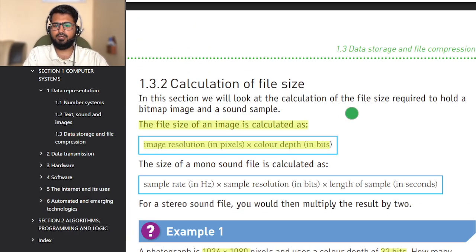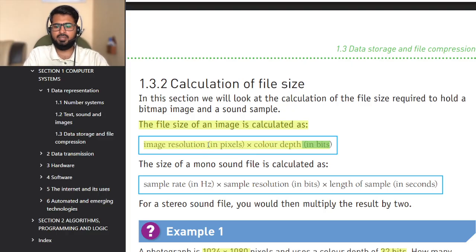Now let's jump into the file size formula. For an image, you have a formula: image resolution multiplied by color depth will give you the file size, and the file size will be in bits and the color depth should be in bits. So if the examiner gives you a color depth in bytes, you need to multiply it by 8 to get an answer in bits, right?